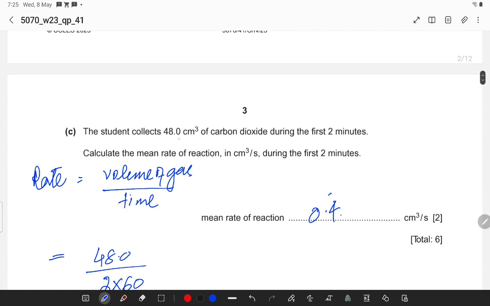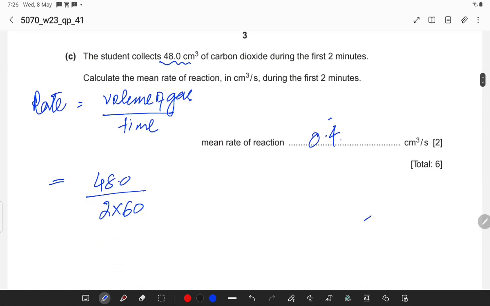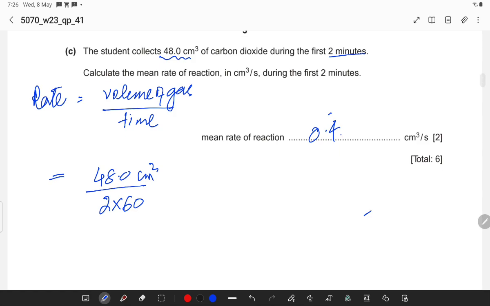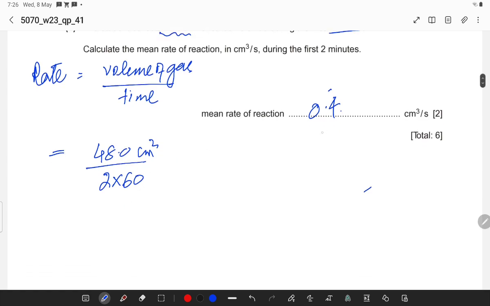The student collects 48 cm³ carbon dioxide during the first 2 minutes. Calculate the mean rate of reaction in cm³ per second during the first 2 minutes. The rate equation is equal to volume of gas over time. So the volume of gas is 48 cm³, and the time for the first 2 minutes is 2 times 60, and this is equal to 0.4. The mean rate of reaction is 0.4 cm³ per second.